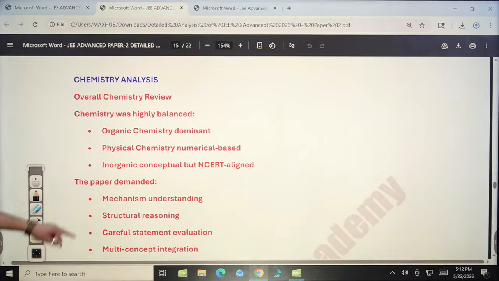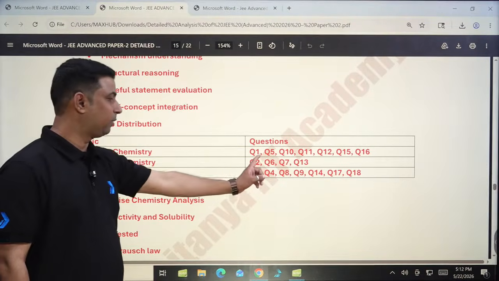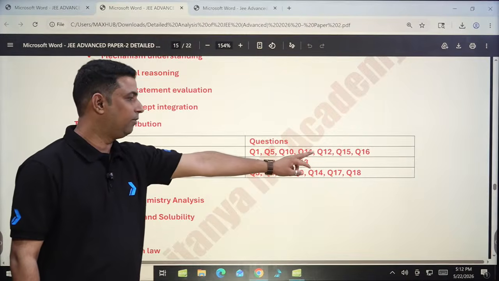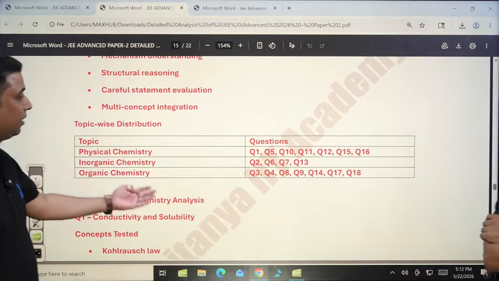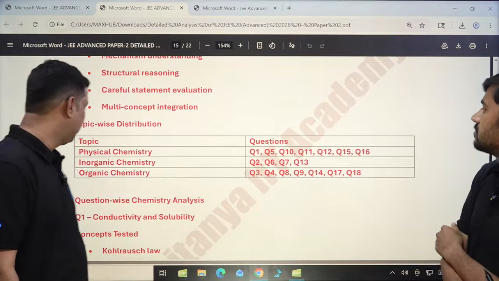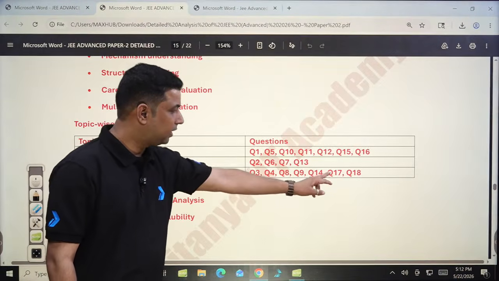And now it is chemistry. If I talk about the chemistry, physical chemistry contains question numbers 1, 5, 10, 11, 12, 15 and 16. Many questions from physical chemistry. Inorganic chemistry: question numbers 2, 6, 7 and 13. Organic chemistry contains question numbers 3, 4, 8, 9, 12, 17 and 18.